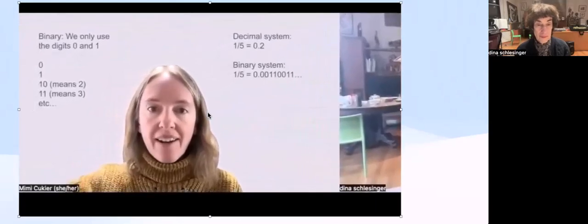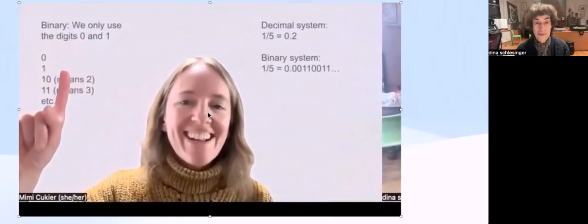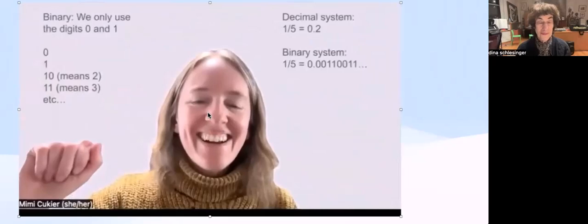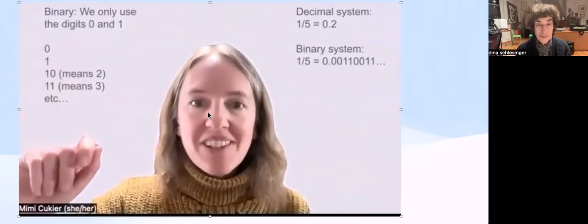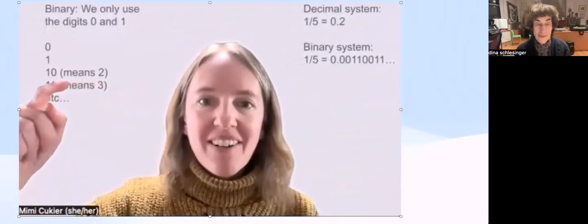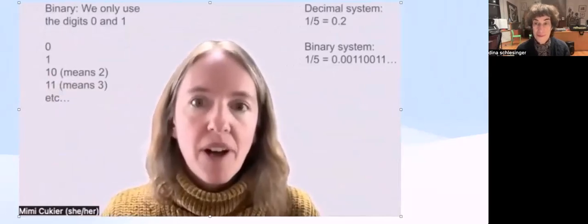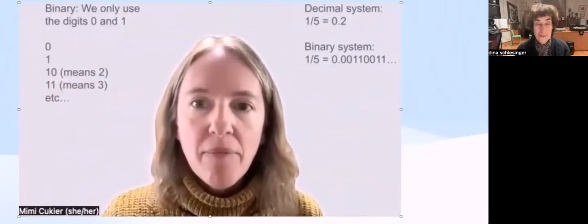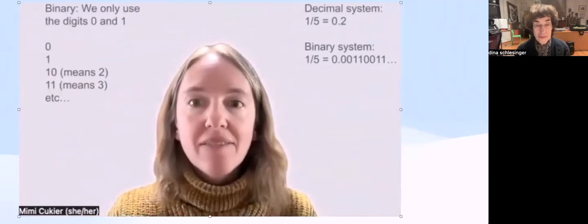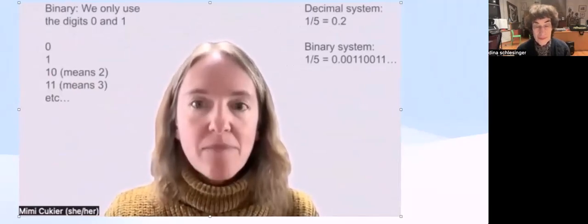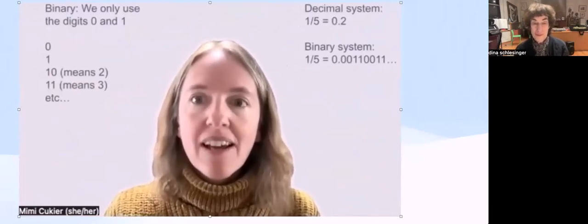So if you look at what I have on the screen here, 0 is 0, 1 is 1, but then you run out of digits after that, so you have to go to 1, 0, and that means 2, right? That's the next number. So that's how computers store all of their information. And then we have to go back to kind of middle school math and think about fractions and decimals.